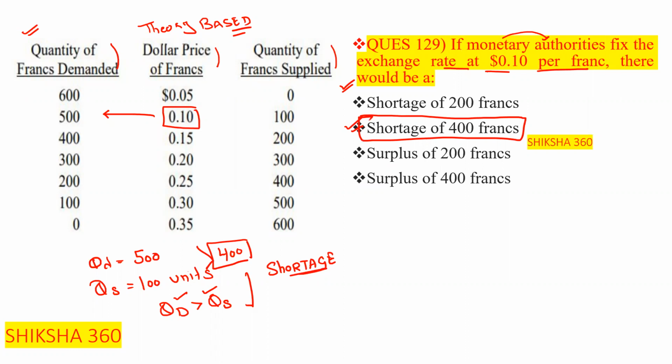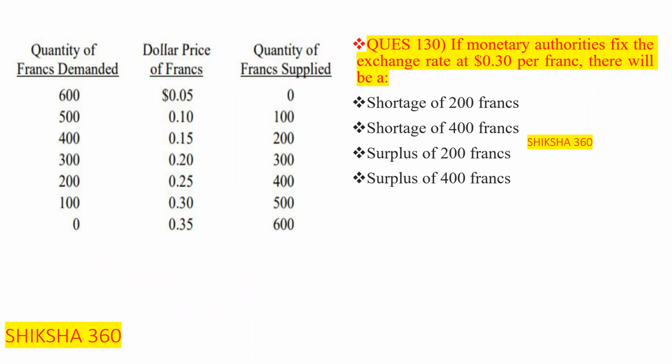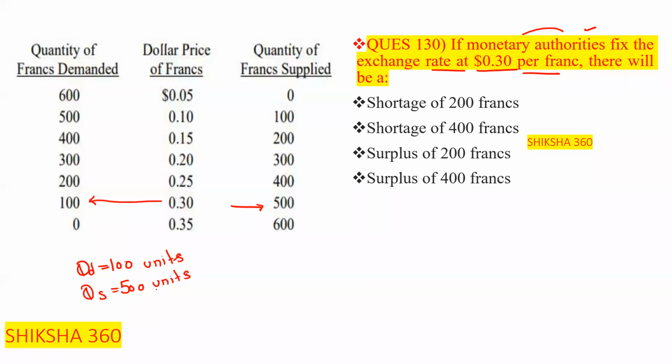Now the same concept is asked in the second question. If the monetary authorities fix the exchange rate at $0.30 per franc, what is the quantity demanded at that price? It is 100 units. Quantity supplied here is 500 units.